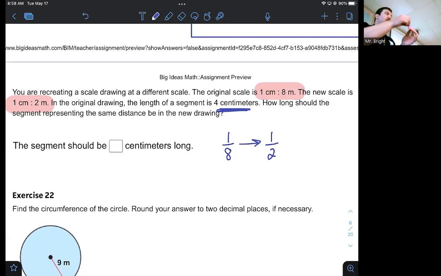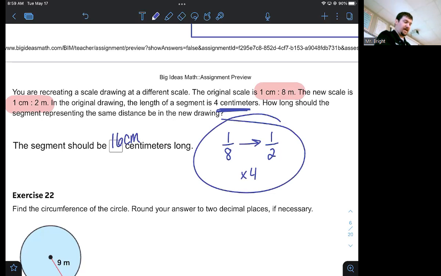So essentially, by giving us this information, all they're saying is the new object is going to be 4 times bigger. And our object in this case is a 4 centimeter line. So if a 4 centimeter line is going to be 4 times bigger, how long will it be now? 16 centimeters. 4 times 4 is 16 centimeters. I'm okay if you just write that as your work and then 16 centimeters as your answer. If you just write 4 times 4, you're not really going to know what you did. But if you write 1/8 to 1/2 is 4 times more, you'll know exactly what you did.